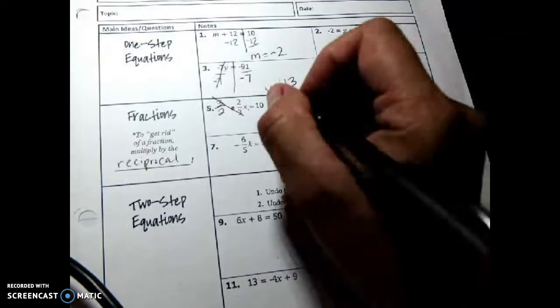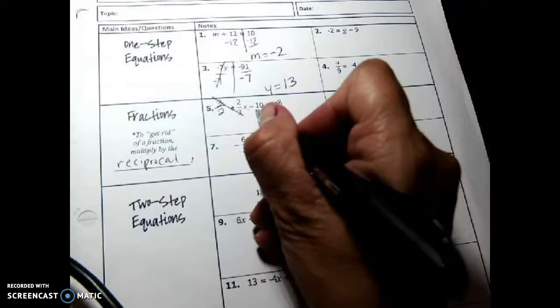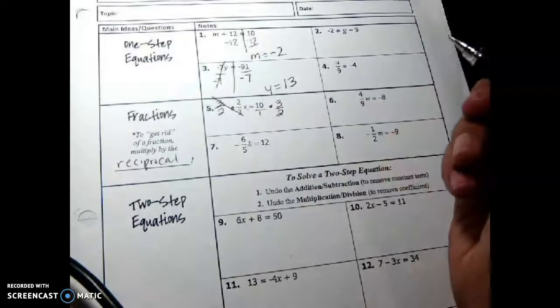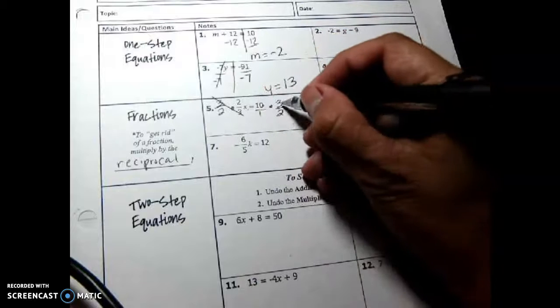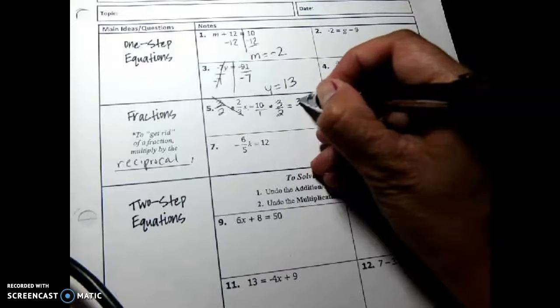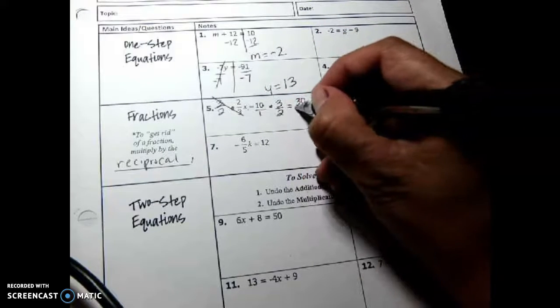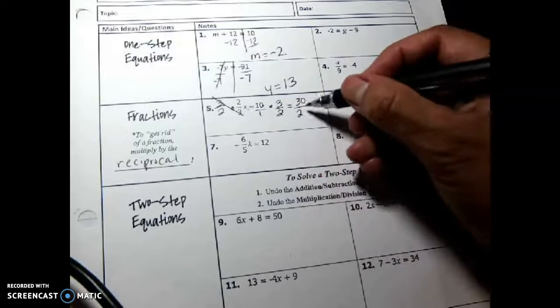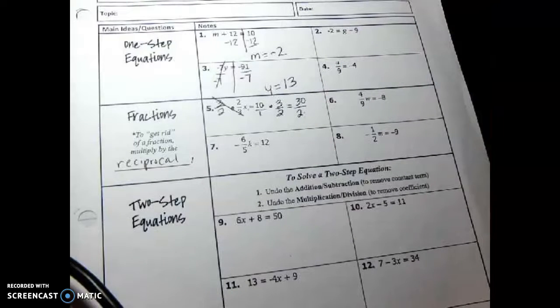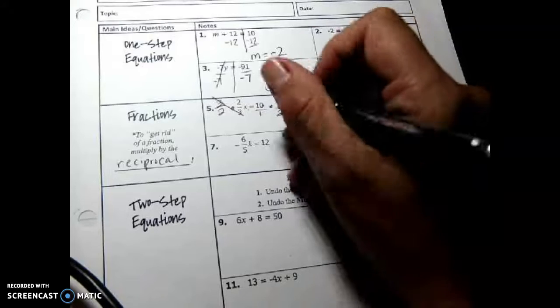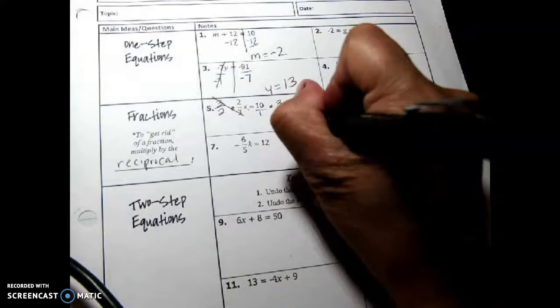Remember, when we want it to be a fraction, we put anything over 1 to make it a fraction. So 10 times 3 equals 30, and 1 times 2 equals 2. And now I can divide it. We always divide the fraction. So 30 divided by 2 equals 15. So x equals 15.